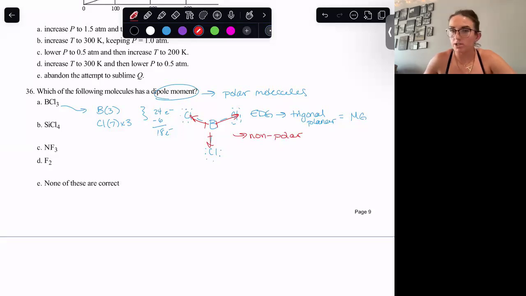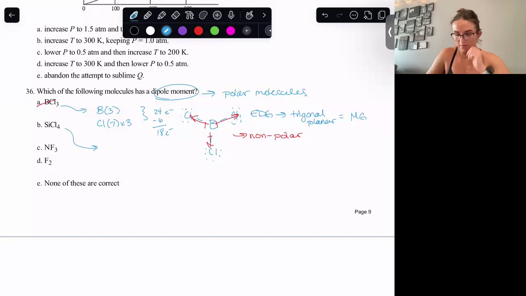Polarity comes from changes in electronegativity. You would be given values if it wasn't obvious which one would be more electronegative. But the closer you are to fluorine, the more electronegative you are. So, which of the following molecules has a dipole moment? Since we have a nonpolar molecule, it's not going to be A.